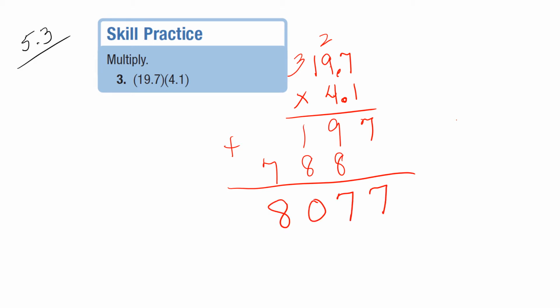And now to place the decimal point, we're going to count the number of decimal places in the factors. And we have 2 decimal places in the factors, so we place our decimal point in a position so that we will have 2 decimal places in the product.